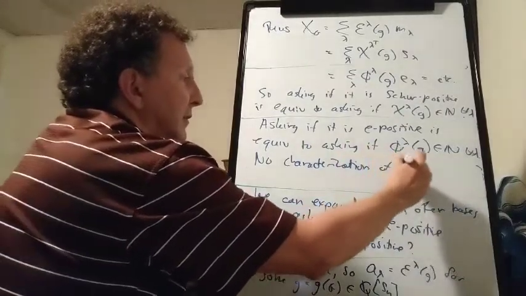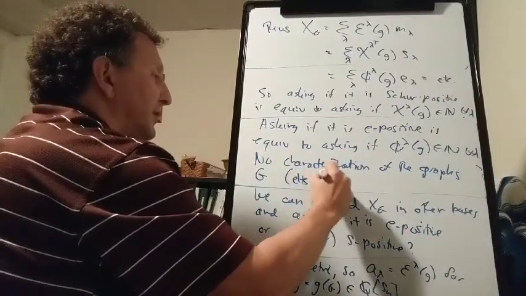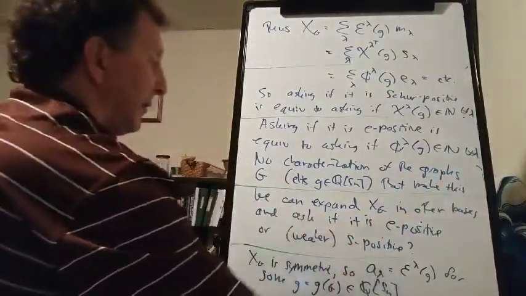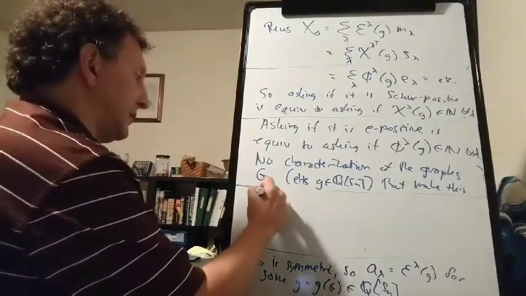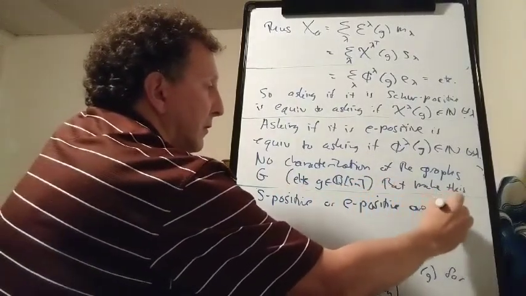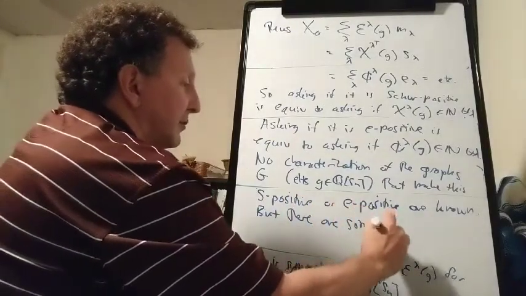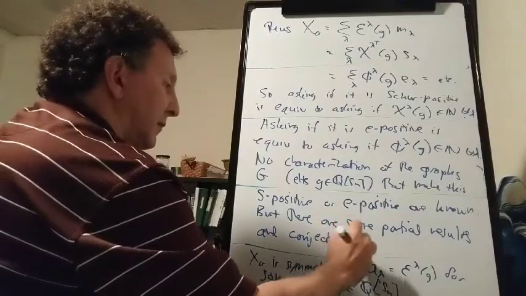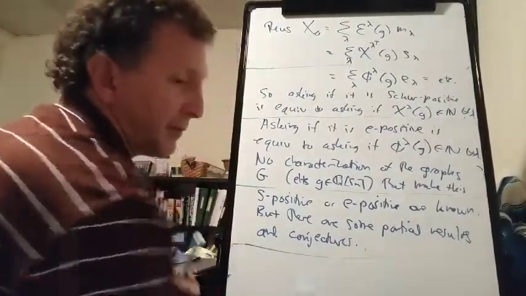And no characterization of the graphs G or elements g in the symmetric group algebra that make this Schur positive or elementary positive are known, but there are some partial results and conjectures. And some of them involve posets.